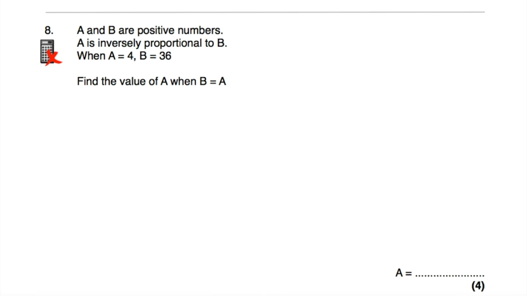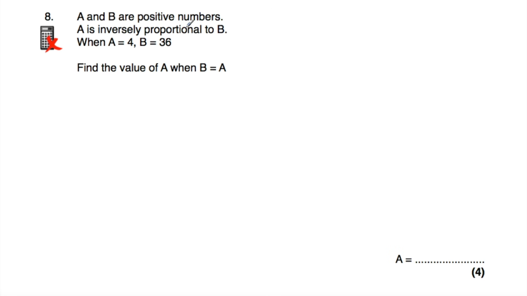Question number 8 says that a and b are positive numbers, and a is inversely proportional to b. So I've written a, the proportionality symbol, and then 1 over b, because it's inversely proportional to b. And then we're told that whenever a is equal to 4, b is equal to 36, and we've been asked to find the value of a whenever b is equal to a.